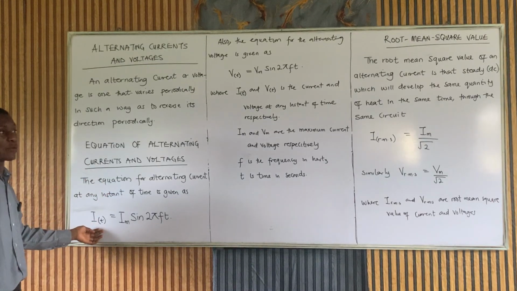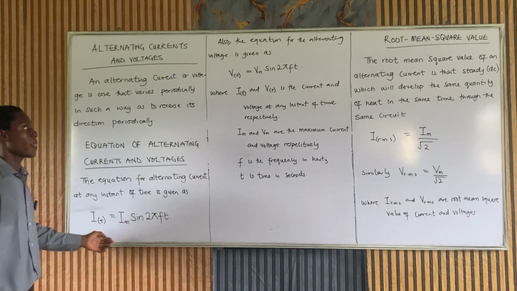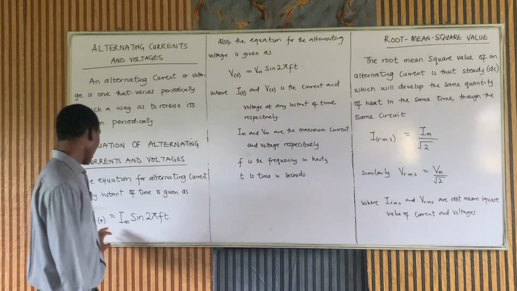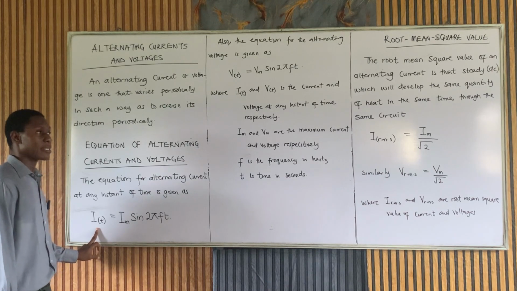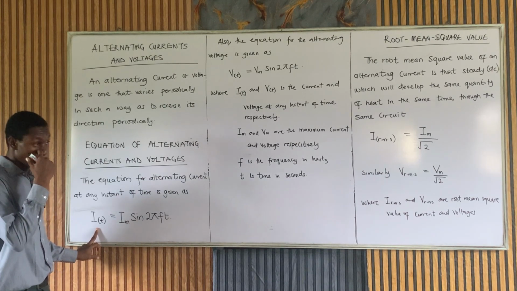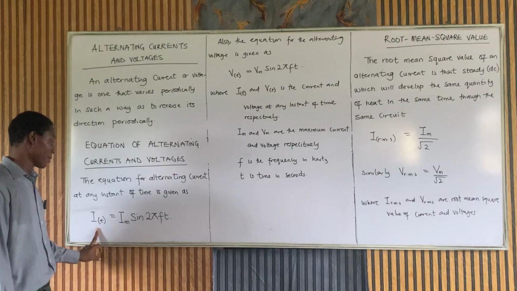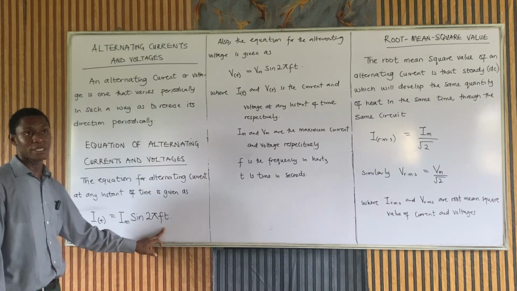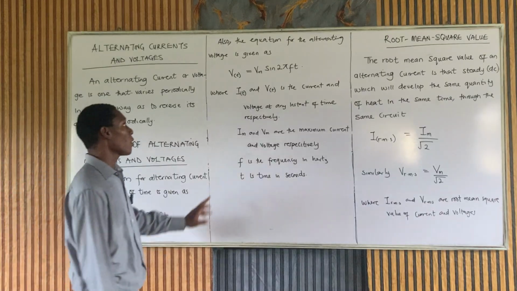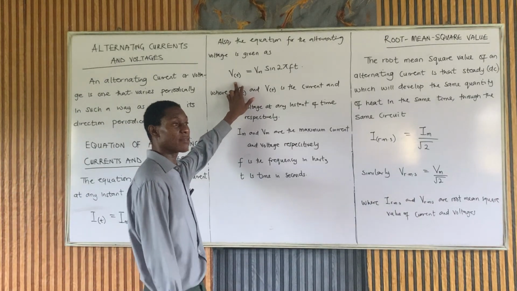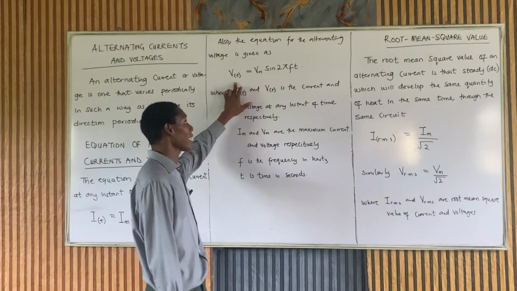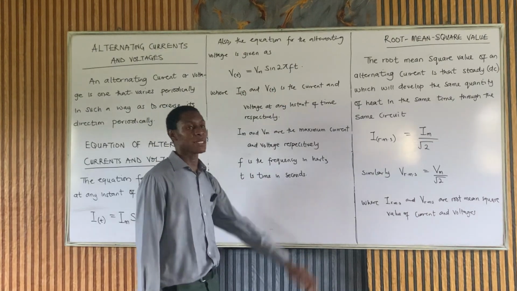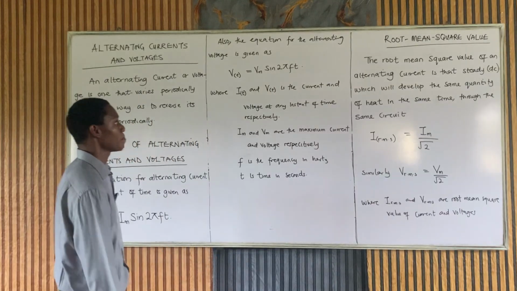This is the equation for alternating current, and this is the equation for alternating voltage, where I subscript T means the current at any instance of time, and Im means maximum current, F means frequency in Hertz, and T means time, while V subscript T means voltage at any instance of time, and Vm here means maximum voltage, F means frequency, and T means time.